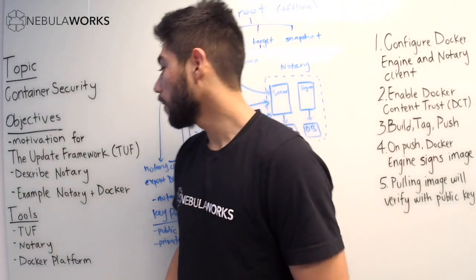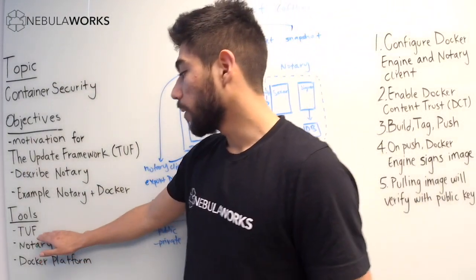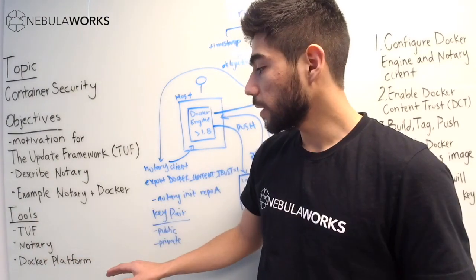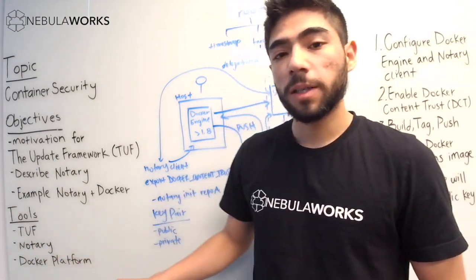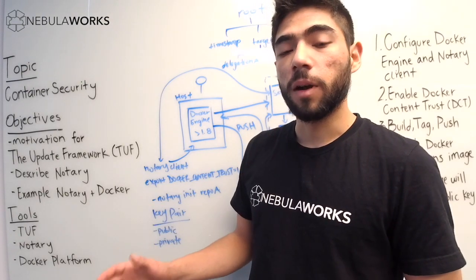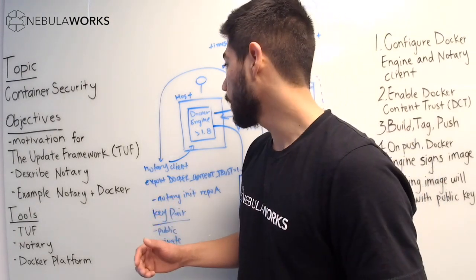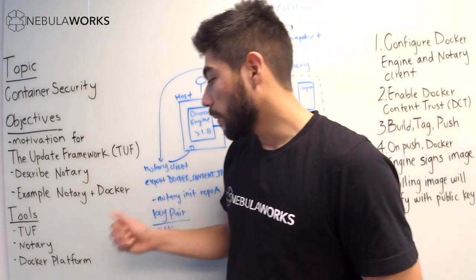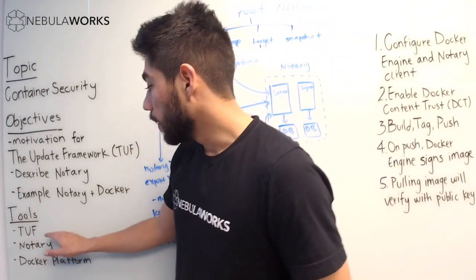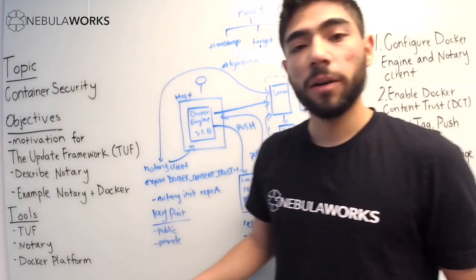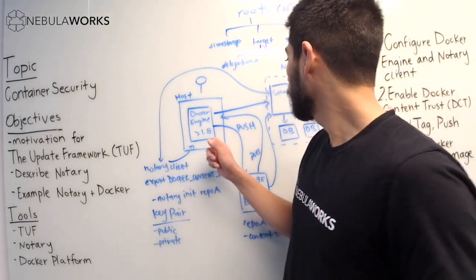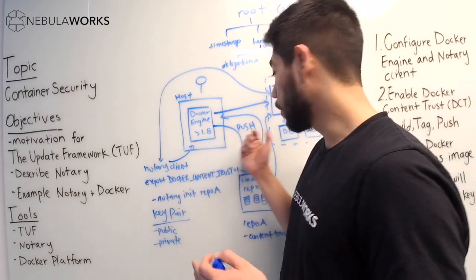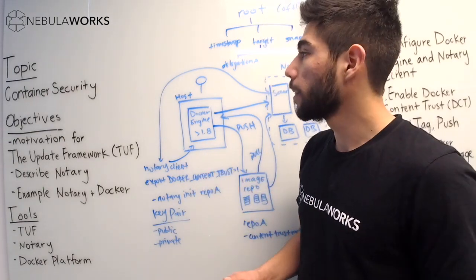So at a high level, we discussed The Update Framework, which is an open source tool created to secure update systems. And Notary is an open source project that leveraged TUF in order to verify the integrity of users that are pushing Docker images. And then we talked about how you can use these tools in tandem with Docker in order to sign images and verify who either pushed or pulled from a repo.